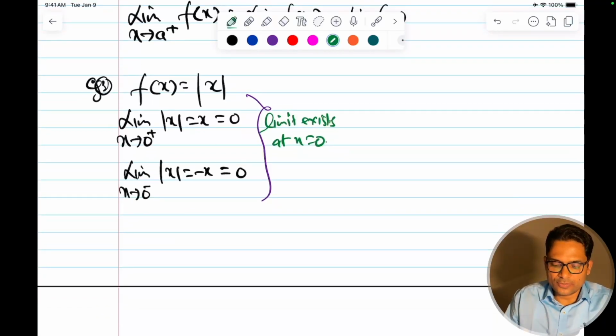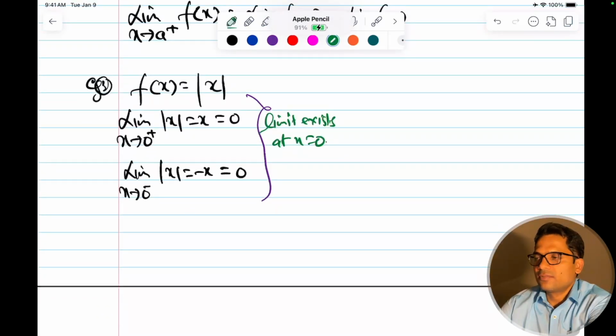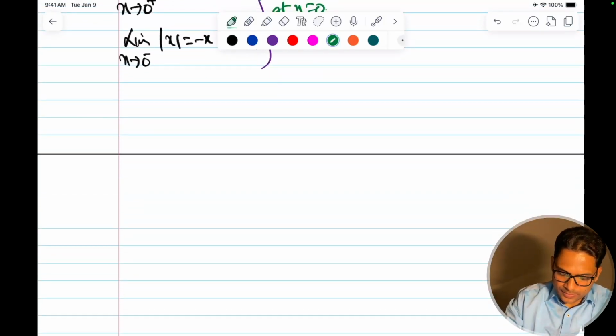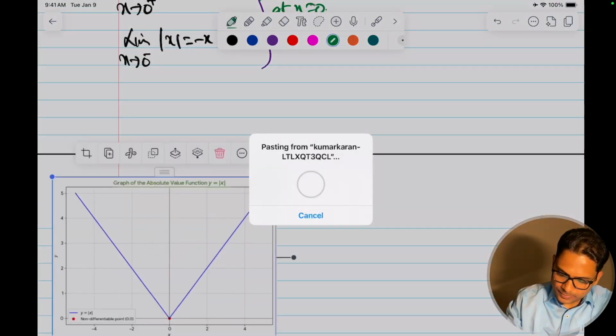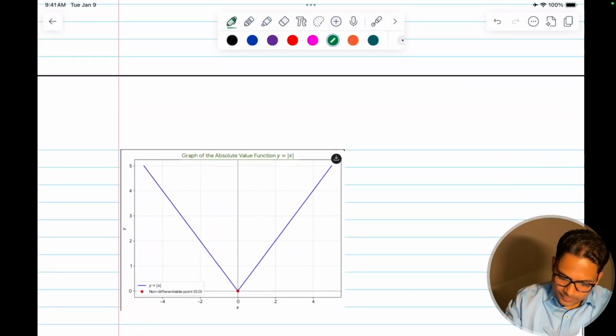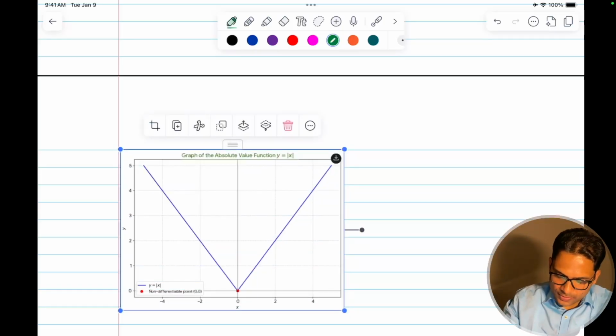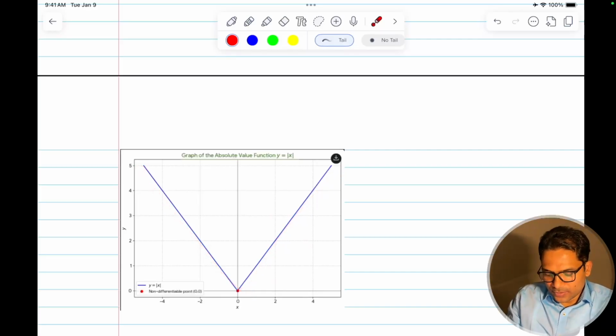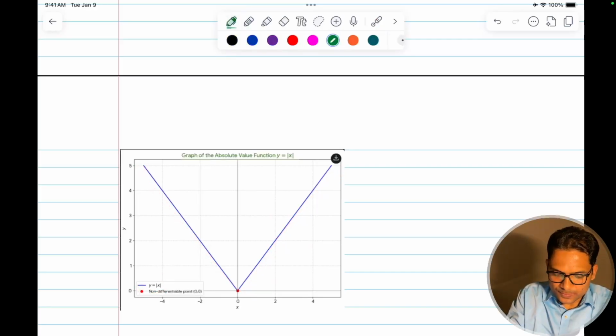What will be the graph of absolute value of x? Let me get it for you because it's not available online. I'll just paste it here. So this is your absolute value function. Here, this is y is equal to mod of x.